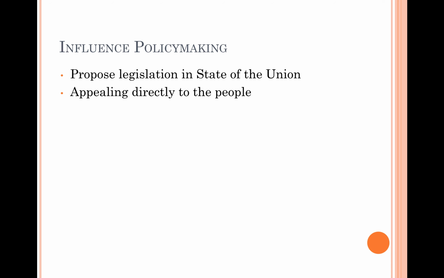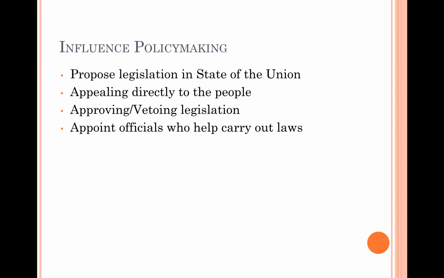He appeals directly to the people. And he does this by speeches he might give on television or by traveling to different parts of the United States to do the same. He approves or vetoes legislation. You already know what that is. And he can also appoint officials who help him carry out the laws. This is like his cabinet or members of the federal agencies. So once again, you will want to go ahead and pause this to make sure you get everything in the foldable.